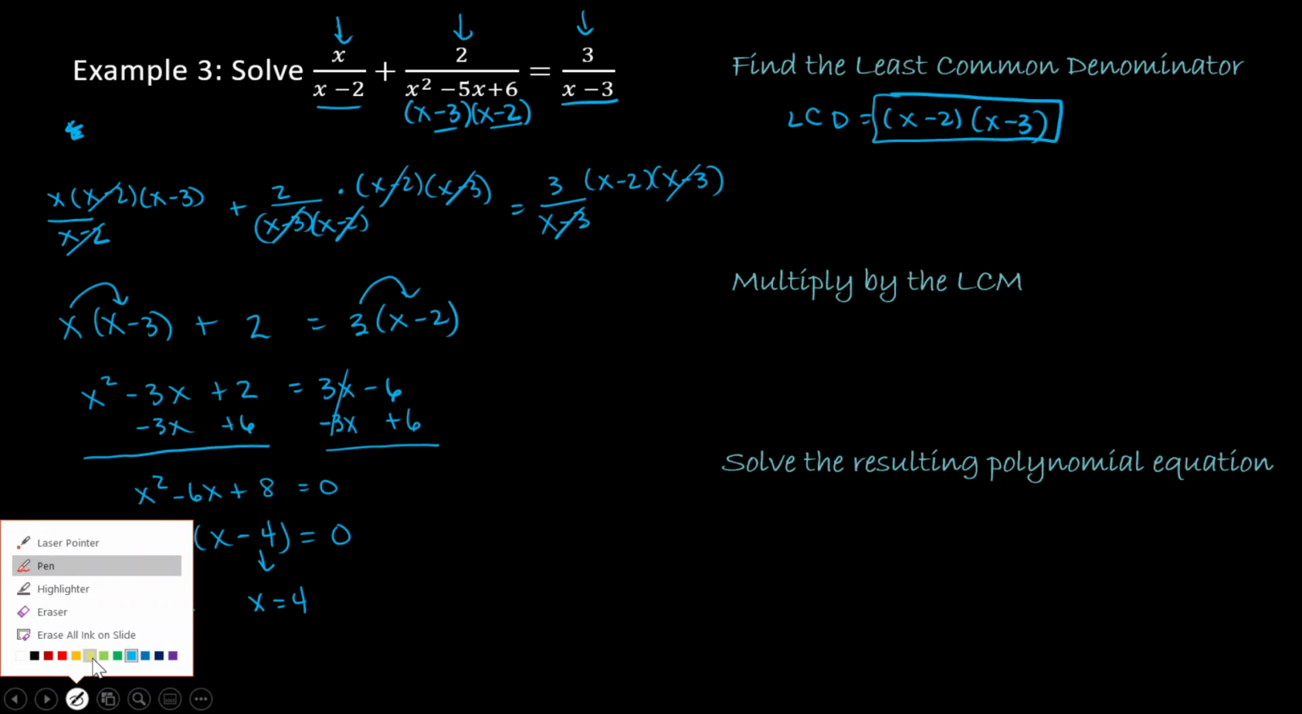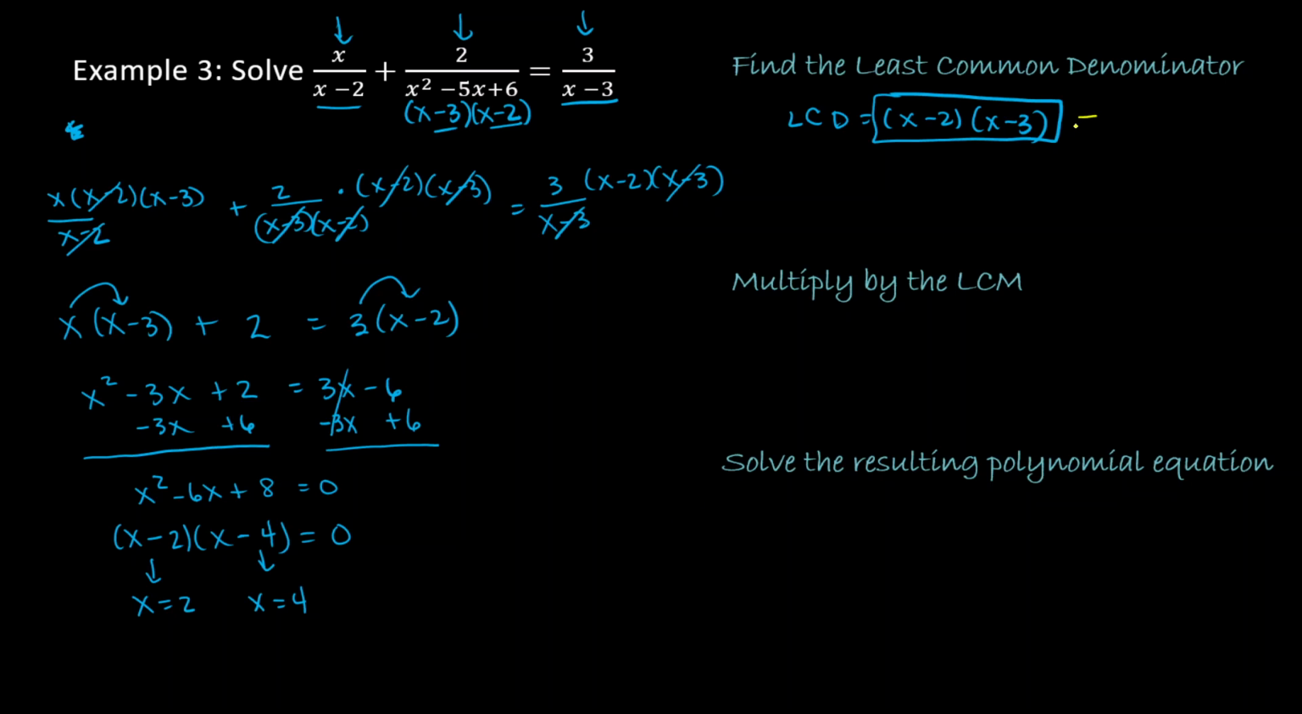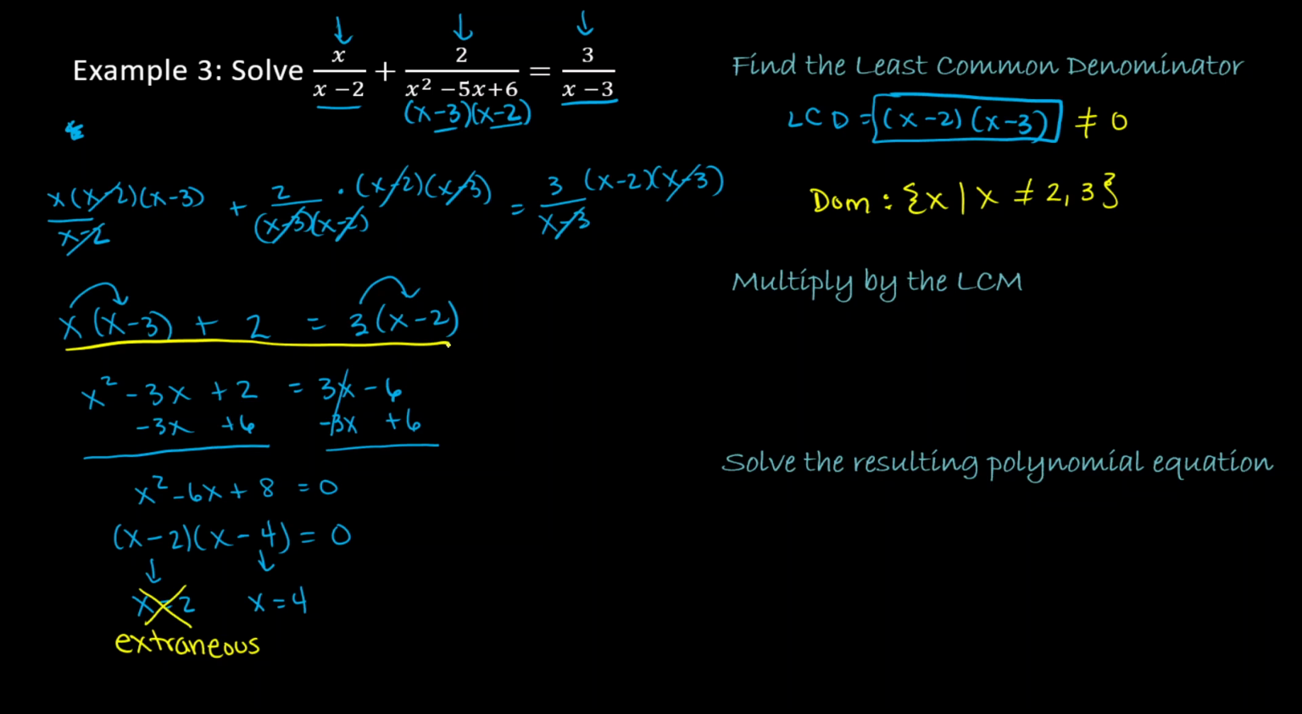So the final step is to go check the original equation. Well, the LCD cannot be 0. So my domain of this equation is x not equal to 2 or 3. So that means this value right here is extraneous. It solves the polynomial equation that I got when I reduced the fraction, but it is not allowed in the domain of the original. So my solution for this problem is simply x equals 4.